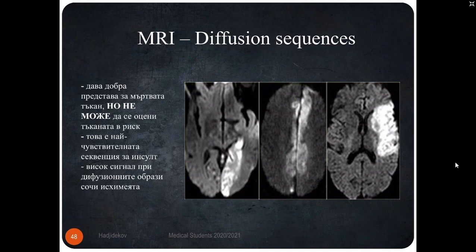So MRI diffusion sequences can give us an idea about the damaged tissue, but cannot assess the tissue at risk. Only the definitive changes, those areas from the brain parenchyma which are definitely affected, appear very, very bright on diffusion sequences. And this is the most sensitive method for ischemic stroke, the diffusion sequences. So if we have a patient with suspicion of brain ischemia, we should use diffusion sequences because they're really very sensitive and they present the damaged areas with high signal intensity.